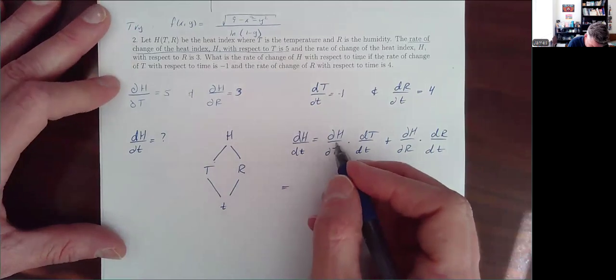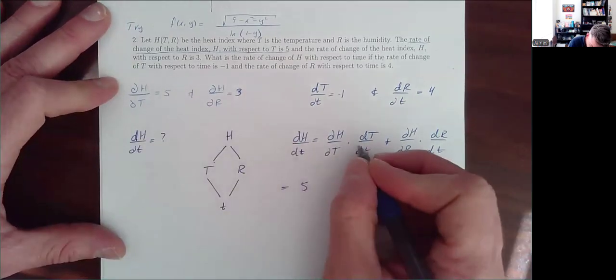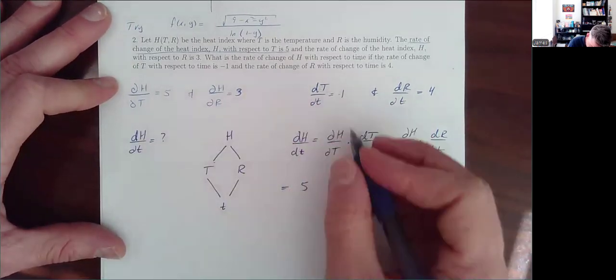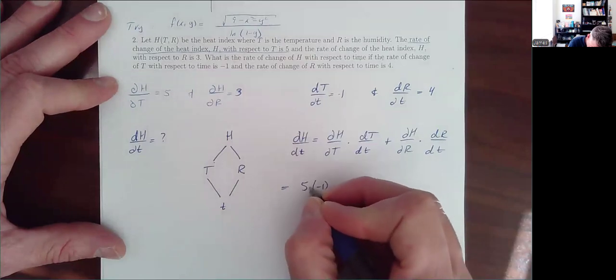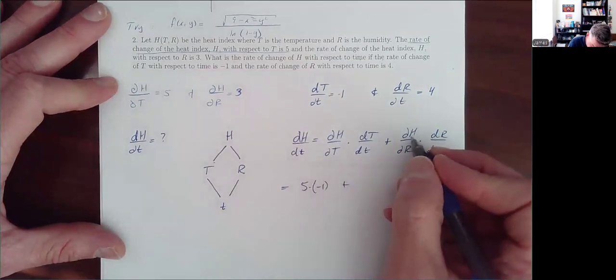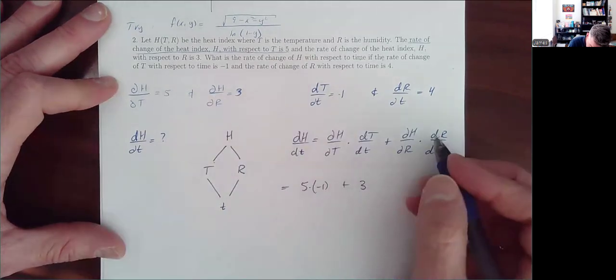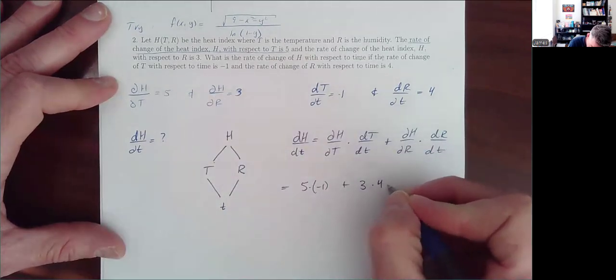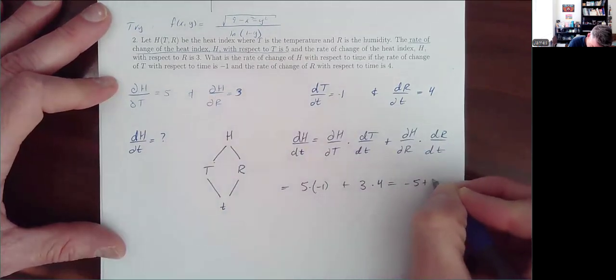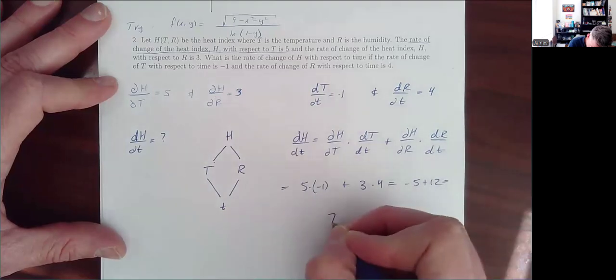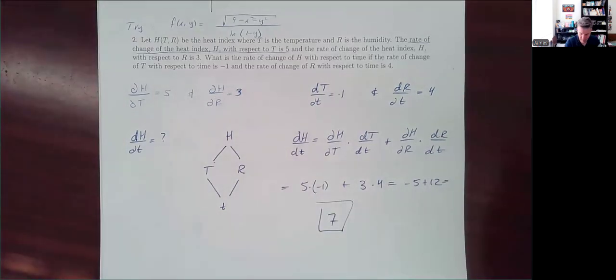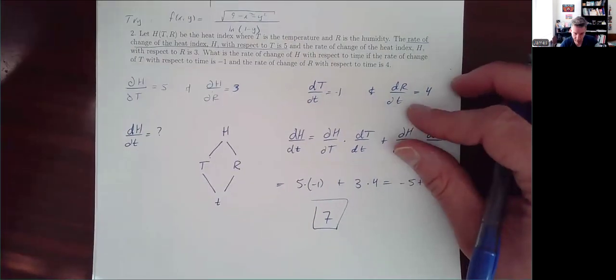Then we just plug in the numbers. So del H del T is 5, dT/dt is -1, and then del H del r is 3, dr/dt is 4. So I'm getting -5 plus 12, which is 7. 7 what? I don't know. They didn't really give us any units, so we just say 7. Cool. Moving along.